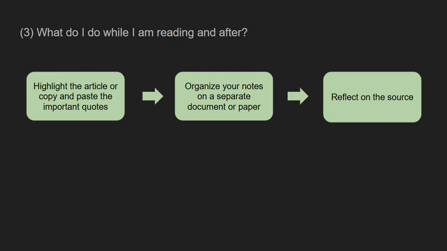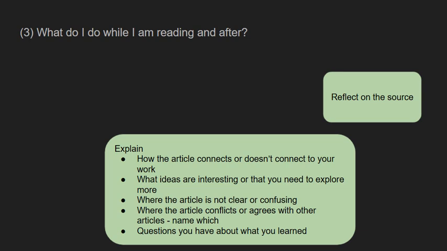You've got to think about your source, and these are the things you need to think about. You know, how the article connects or doesn't connect to your topic or your work. Okay, what are the ideas that are interesting that you need to find out more information on? So what are some of those ideas? All right, where the article is not clear or confusing. Where is it confusing? Where is it not clear? Highlight those. All right. Where the article conflicts or agrees with other articles.